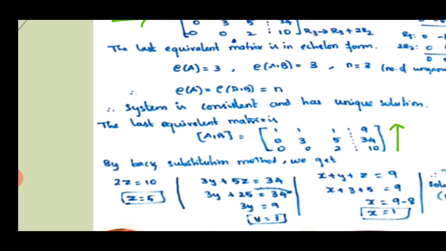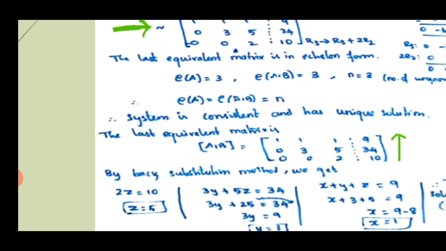Now let's go to the second row. We have 0, 3, 5 and then 34. That means there is no x term. We have the y coefficient 3 and the z coefficient 5. So 3y plus 5z is equal to 34. Already we know the z value is 5, so substitute it here. 5 into 5 becomes 25, and take it to the other side. So 34 minus 25 gets 9. So 3y equal to 9, so y equal to 3.